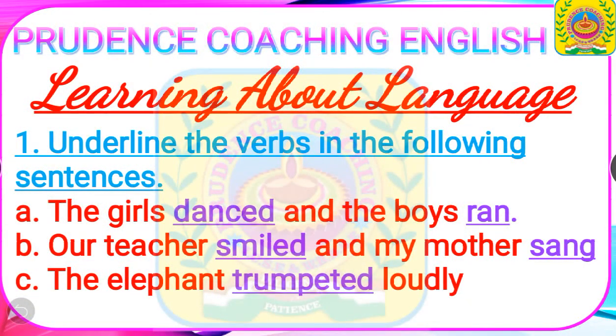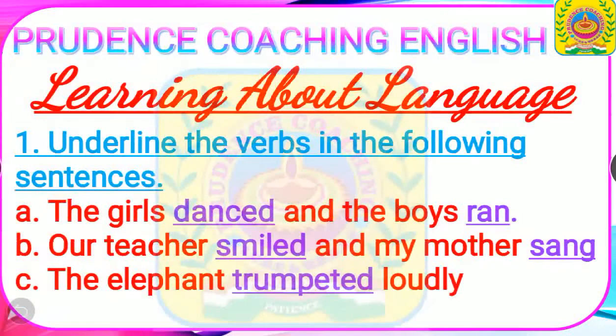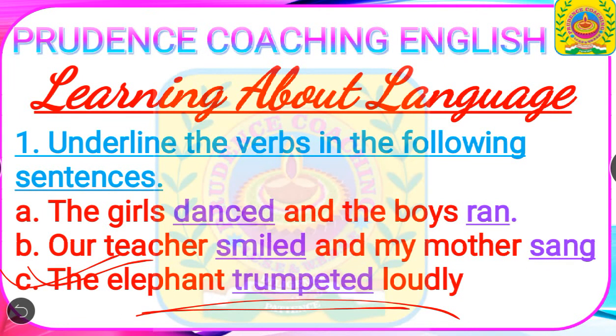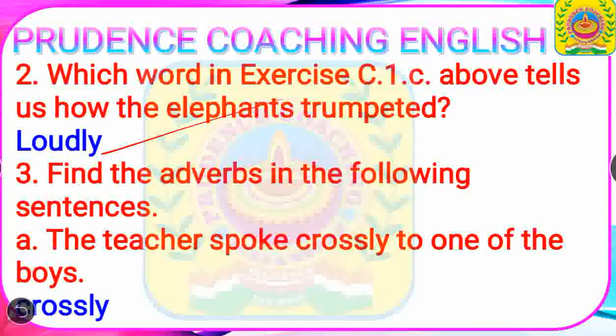Now, the next one is, which word in exercise C1C above tells us how the elephant trumpeted? So you can see, students, here this question they are talking about the last question. The elephant trumpeted loudly. So how the elephant trumpeted? The answer is loudly, as we have mentioned here. Number 3, find the adverbs in the following sentences.